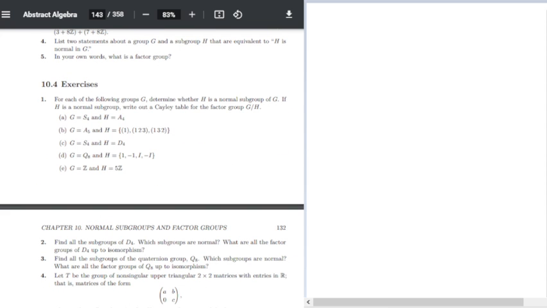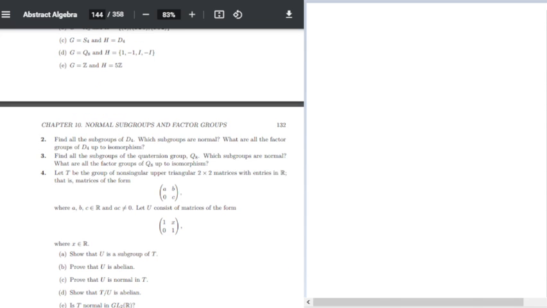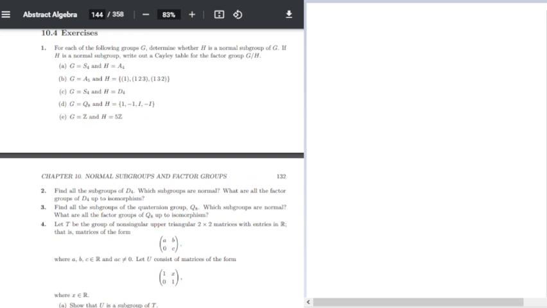All right. G equals S sub 4 and H equals D sub 4. I'm gonna just quick note. Okay, G equals the quaternionic group. I need some more exercise with quaternionic stuff.